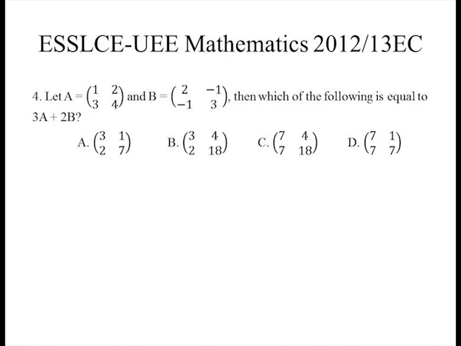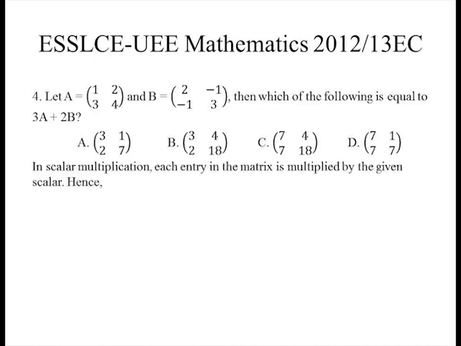In a scalar multiplication, each entry in the matrix is multiplied by the given scalar. Hence, 3A plus 2B is equal to 3 times matrix A plus 2 times matrix B. 3 times 1 is 3.